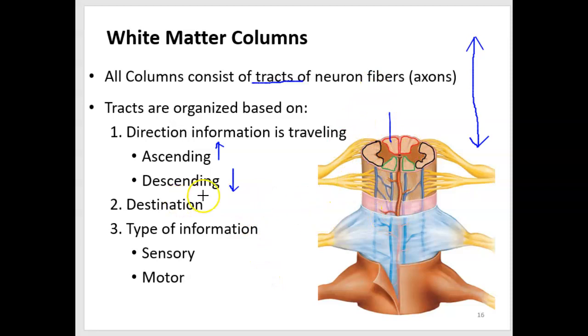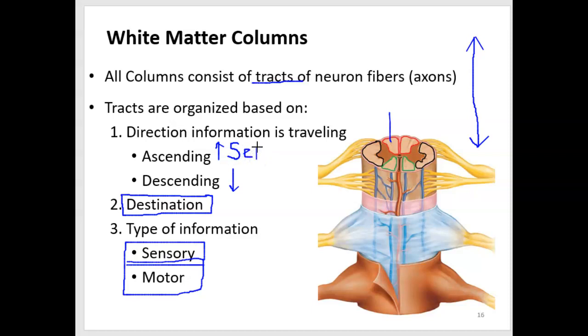The tracts of axons in the white matter are also organized based on where the information is going. Like for ascending, what part of the brain? For descending, what muscle? And therefore, also it's organized by default by whether or not the information is sensory or motor, because ascending information we would classify as sensory, and descending information we would classify as motor.